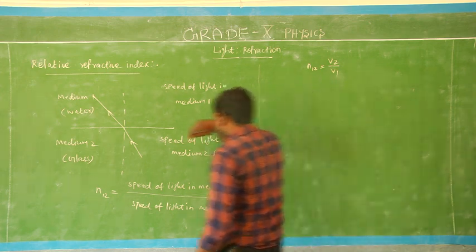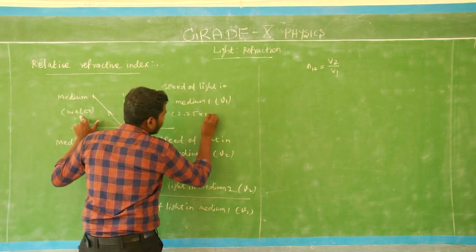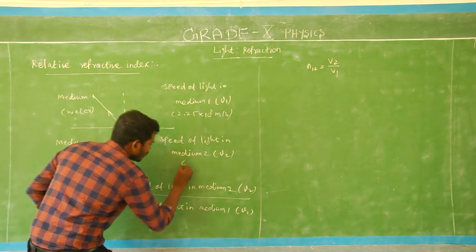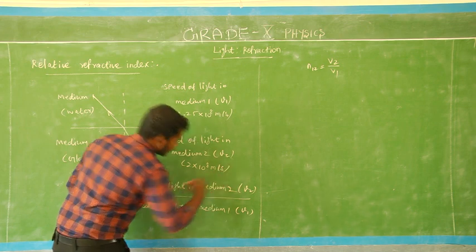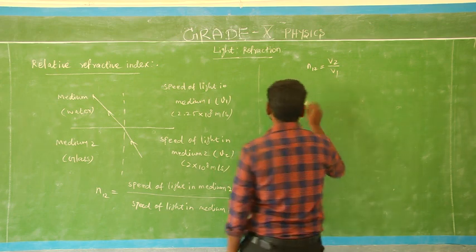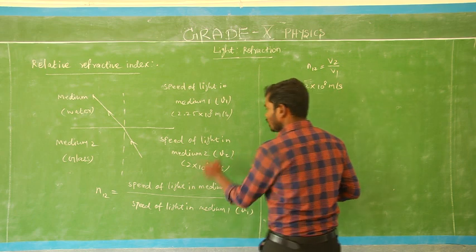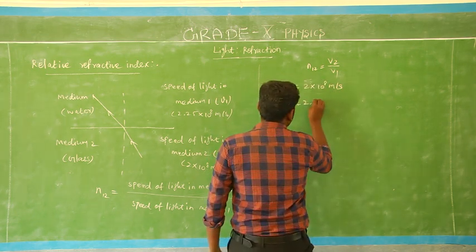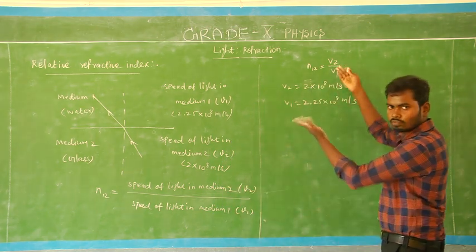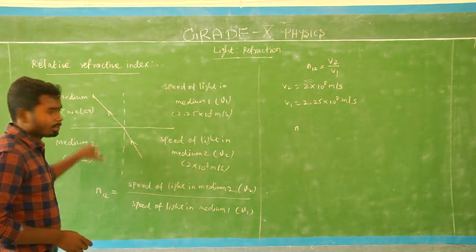Okay. So now consider, already we know the speed of light in water is 2.25 into 10 to the power of 8 meter per second. What is the speed of light in glass? Yes, that is 2 into 10 to the power of 8 meter per second. So the v2 value is 2 into 10 to the power of 8 meter per second. Then the v1 value is 2.25 into 10 to the power of 8 meter per second. Okay, so apply the two values in this formula. So the refractive index of what? Refractive index of water with respect to glass, because water only bends the light.